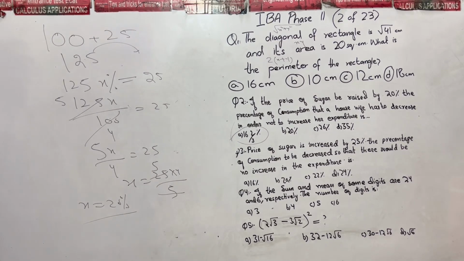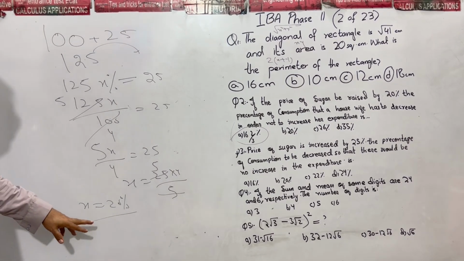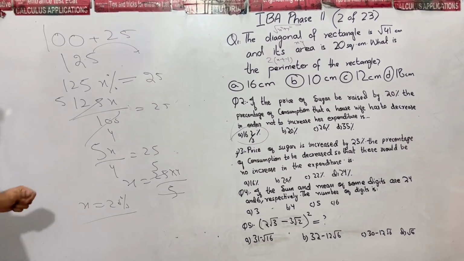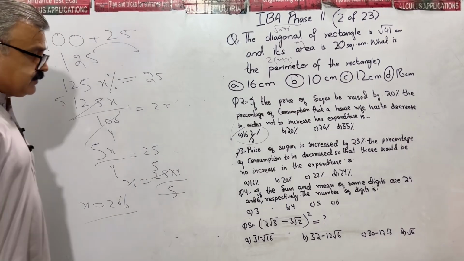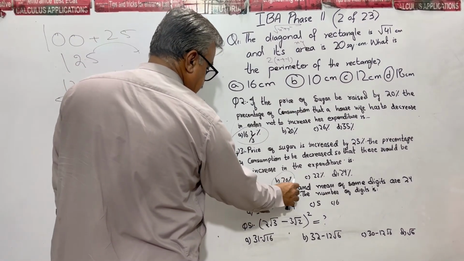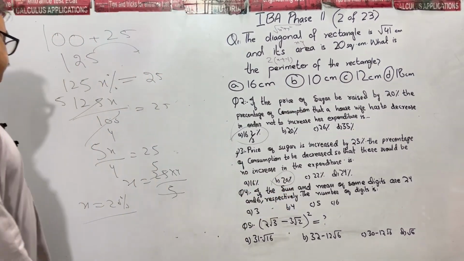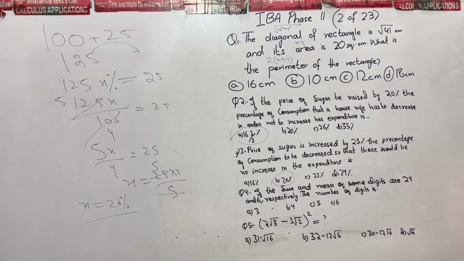When the price of sugar has been increased by 25%, then we have to reduce its consumption by 20% in order not to disturb our budget. So our right option in that case is 20%. Okay, moving towards question number 4.